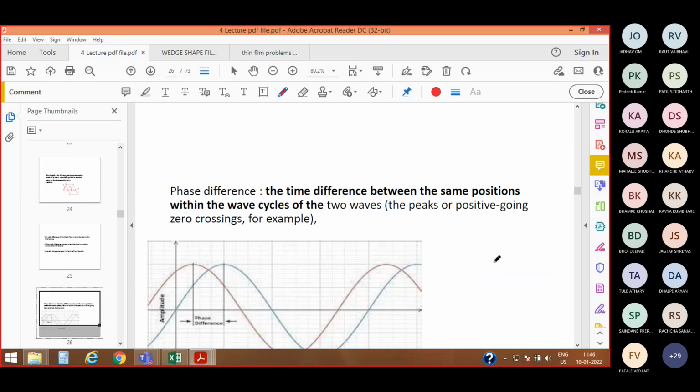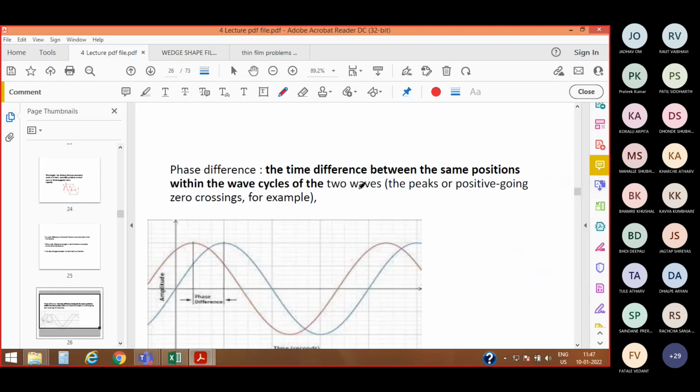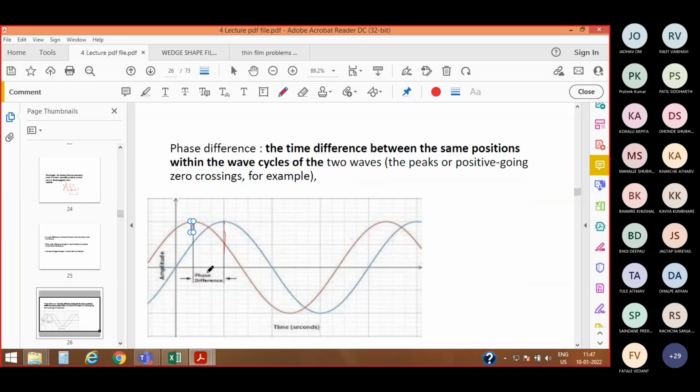What is phase difference? Phase difference is the time difference between the same positions within the wave cycle of two waves. So this is one wave, this is another wave, and the phase difference is the distance between the phase cycles of the two waves. Suppose this is the maximum point of this wave, this is the maximum amplitude, and this is another point of the other wave. So this is called the phase difference. The time difference between the same positions within the wave cycle of two waves is called the phase difference.